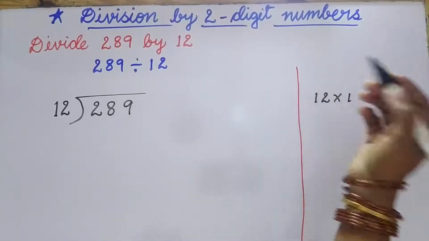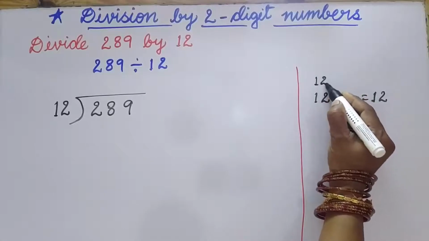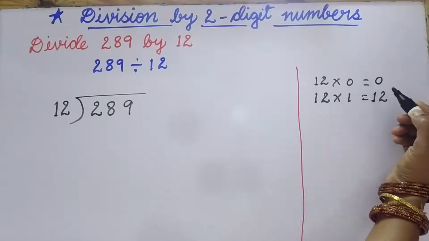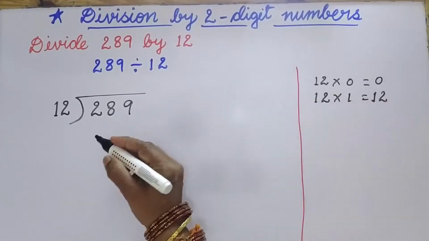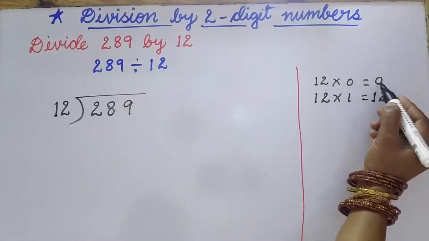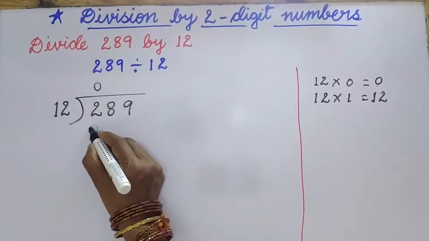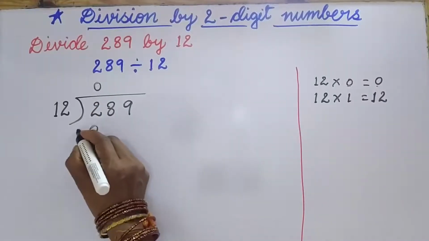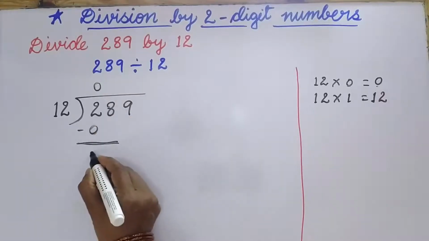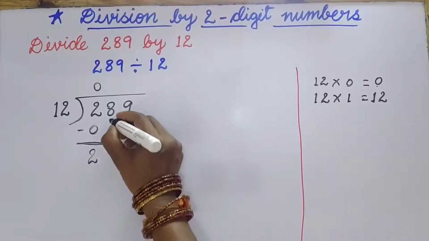Then we should check for the previous one in the table. 12 ones are 12. What will the previous be? 12 zeros are how much? 0. Okay, we know about it. Here, whenever we can't divide the number, we should write this one, that is 12 zeros are 0. Okay. After this, we know division is repeated subtraction. So subtract, we'll get 2 here. Okay. Then what is the next step?